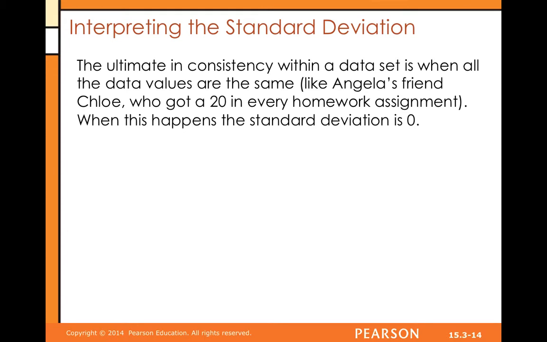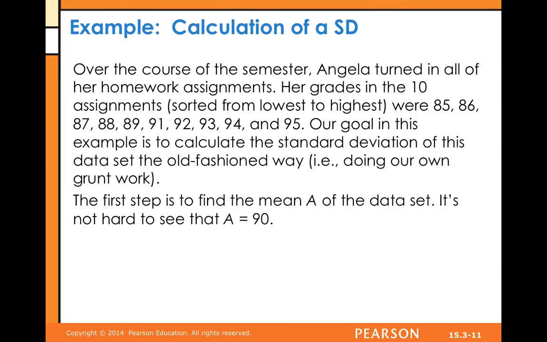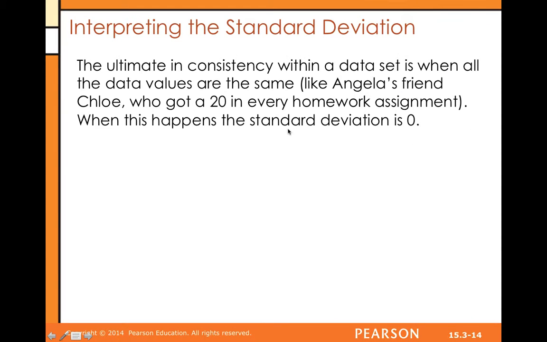Okay, so one extreme you could consider is, what if somebody gets the same score? Right? So Angela, she got different scores, right? But suppose that all 10 of these scores were a 20. That's what this is saying here. So Chloe didn't do very well. She got a 20 on every single homework. So I give you the conclusion right here that the standard deviation is 0.